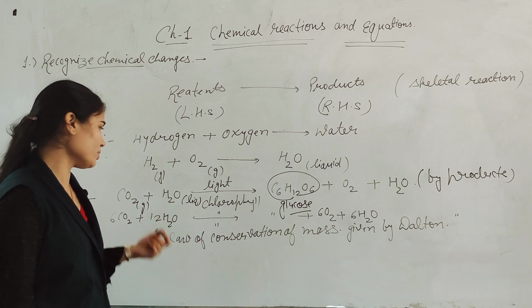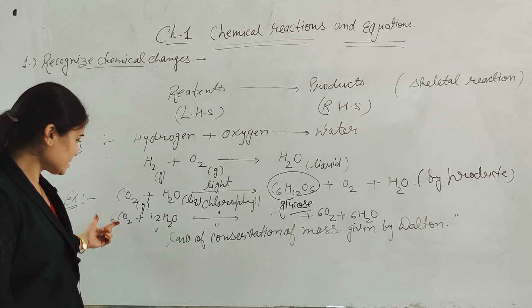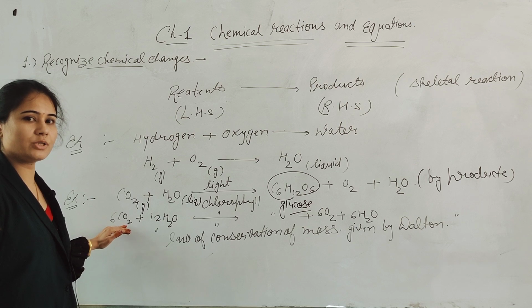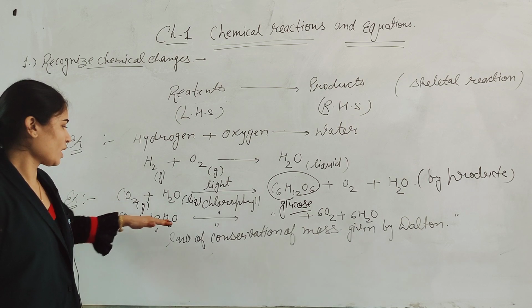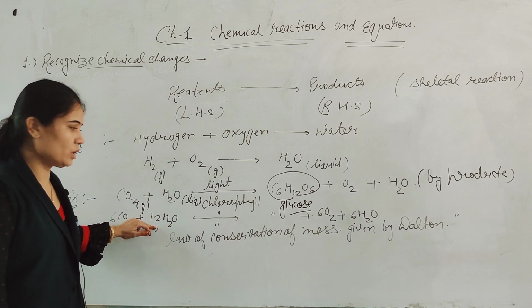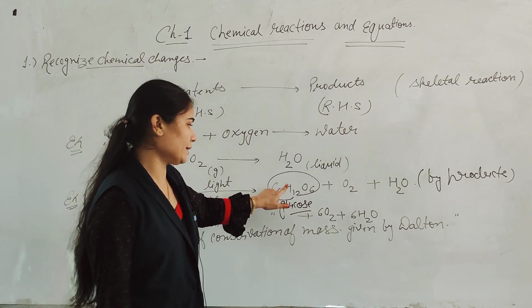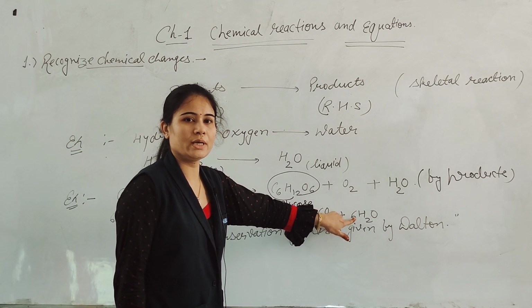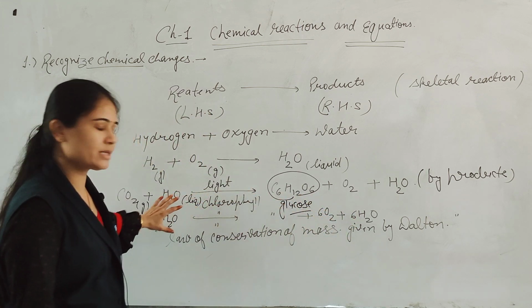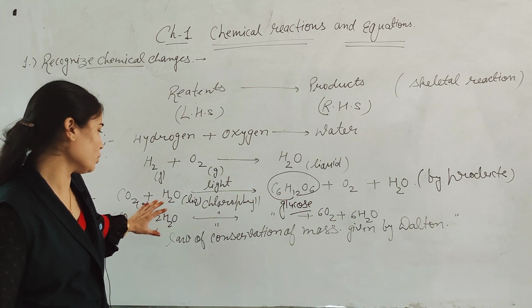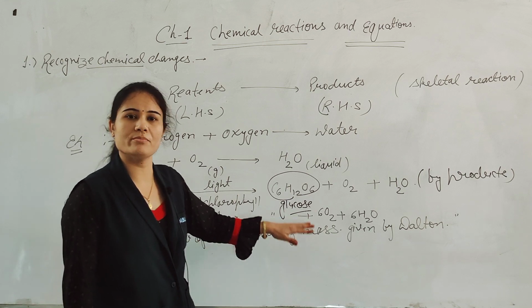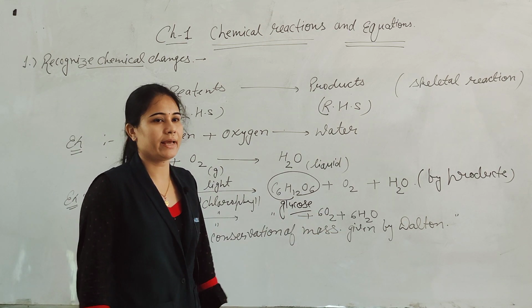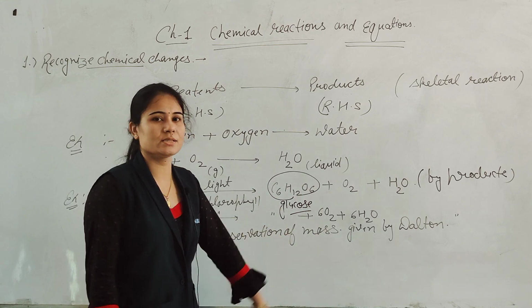Now I am taking you to a rough example, just like 6CO2, that means a coefficient 6 to complete the reaction, plus 12H2O. It gives the final product, that is glucose, plus 6O2 plus 6H2O. That means with the help of this reaction, we will study the law of conservation of mass, that is given by Dalton. Next class, I will tell you what exactly conservation of mass is.